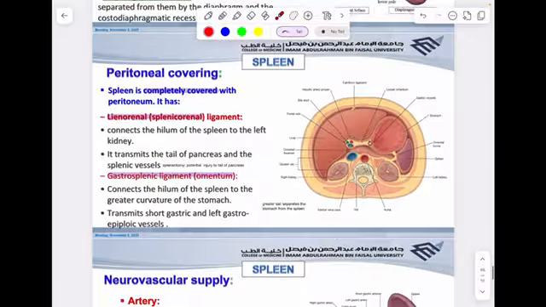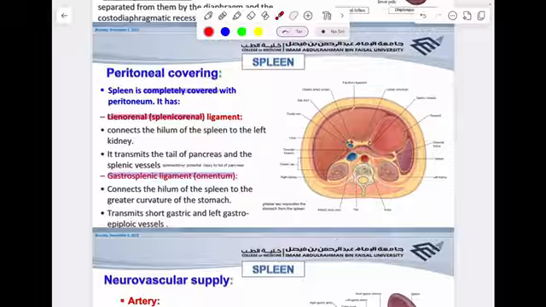But بالنسبة the spleen, it's completely covered with peritoneum, and it has two important ligaments. The lienorenal ligament, also known as the splenorenal ligament, is going to connect the hilum of the spleen to the left kidney, and this is important. It transmits the tail of the pancreas and the splenic vessels. So if we have a splenectomy, زي ما قلنا, it has a potential to injure the tail of the pancreas.